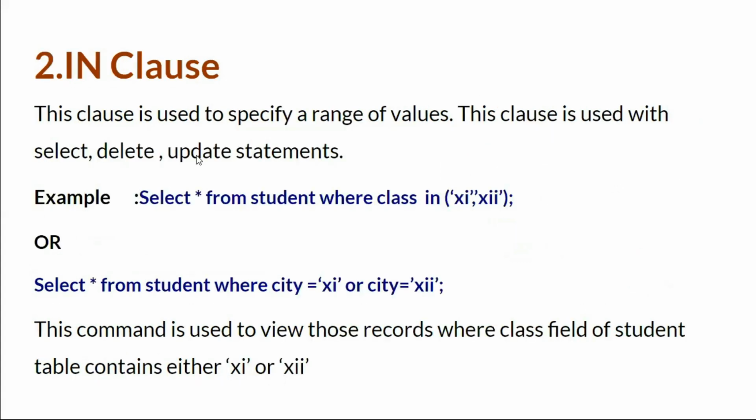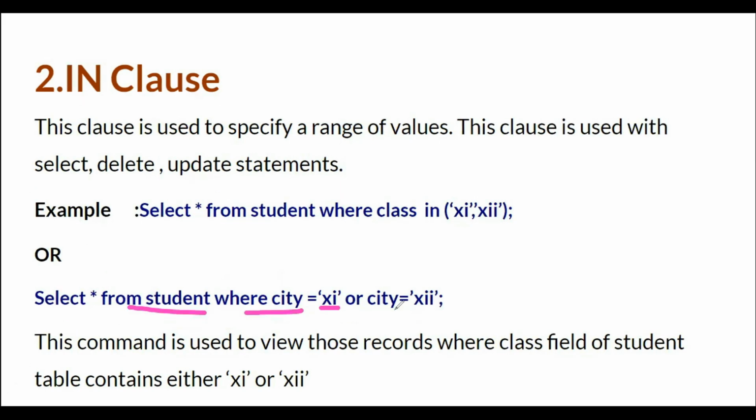The next one is the IN clause. The clause is used to specify a range of values. For example, if you want to do a particular operation on a series or more than one element, then you can go with this IN clause. First we'll go with this OR example. Select star from student where city is equal to 11 or city is equal to 12. So the city can be 11, it can be 12, or it can be 11 and 12. All 3 possibilities will be accepted over here.